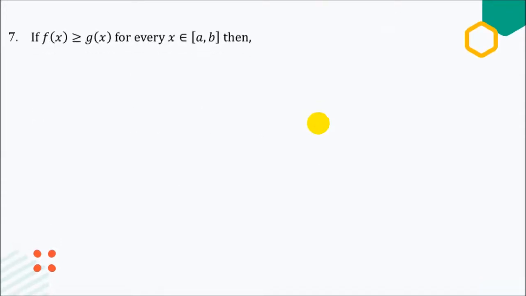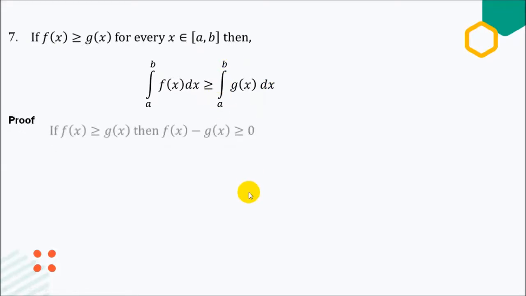For property 7, we have that if f(x) is greater than or equal to g(x) for x in the interval from a to b, then the integral of f(x) dx from a to b is greater than or equal to the integral of g(x) dx from a to b. So let's see the proof.